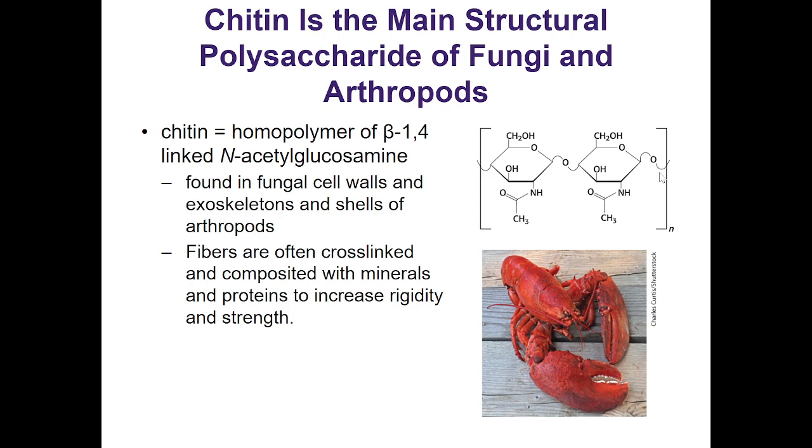Okay, and again, that's that fibrous structure. It's found in fungal cell walls and exoskeletons and shells of arthropods. The fibers are often cross-linked and composited with minerals and proteins to increase the rigidity and strength. And so you can incorporate things like calcium oxides in there to give them more rigidity, and you can do a lot of work with them.